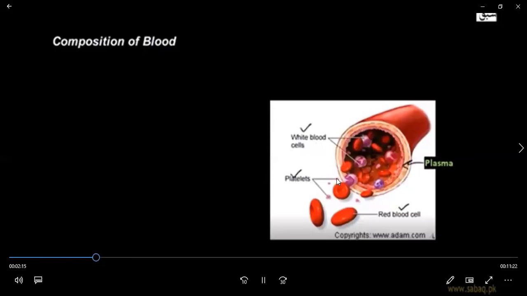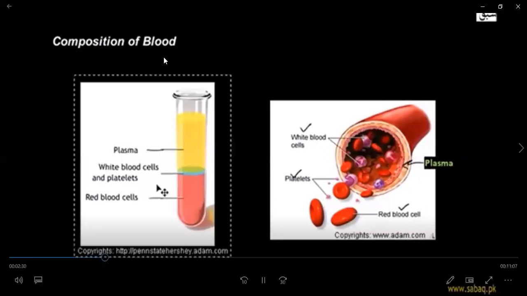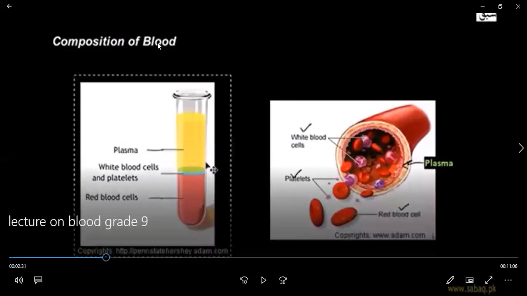These smaller things are platelets. These are cell-like substances, but they are not proper cells. Then white blood cells, which have different shapes that you can see here in purple. According to their function, they have different shapes, and there are various kinds of white blood cells that we will discuss later.